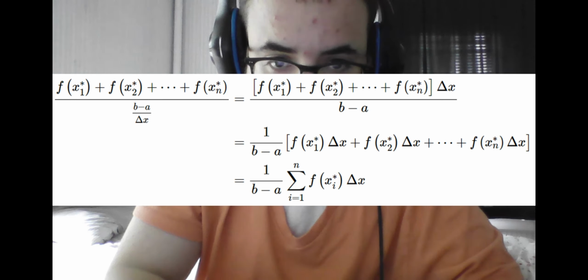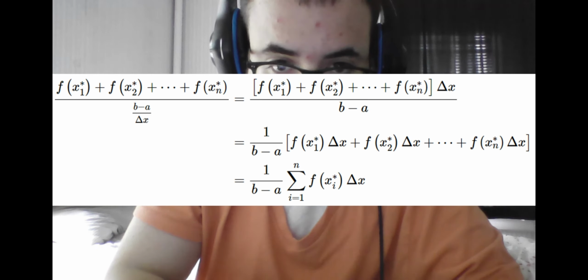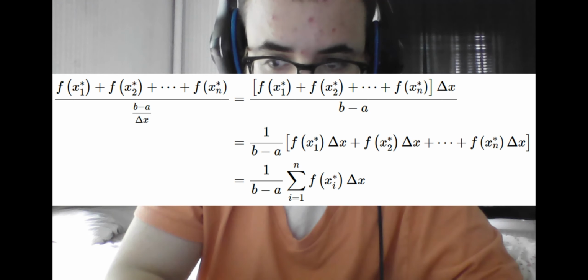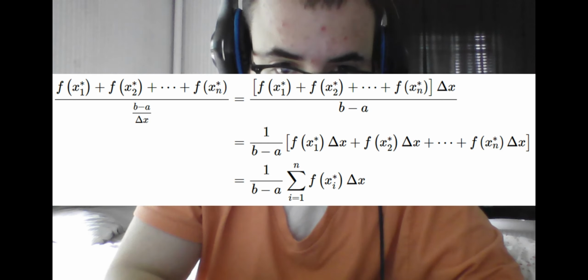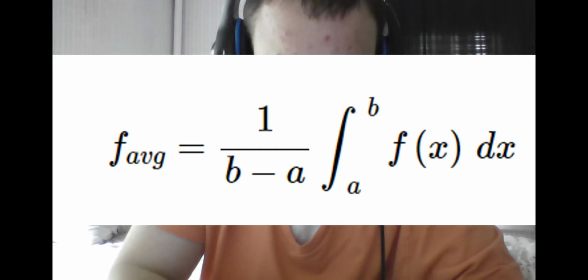We see that the sum of the functions can be condensed using summation notation, and we see if we take the limit as n approaches infinity of the sum, or the number of terms in the sum, this is the literal definition of the definite integral. So in conclusion, the average function from point A to point B is 1 over b minus a times the integral over this range.